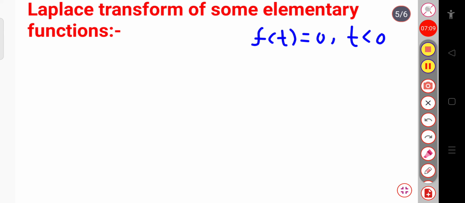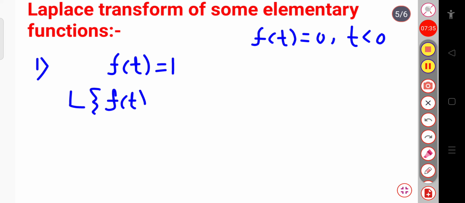So let us take the first case. Suppose we are calculating the Laplace transform of 1. Suppose f of t is given as 1, or it is written as the Laplace transform of unity, which you have to calculate. So when f of t equals 1, how will we represent the Laplace transform of f of t?